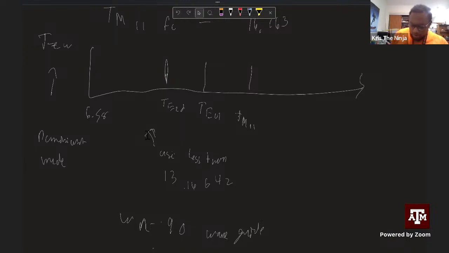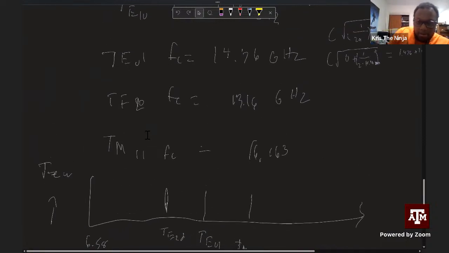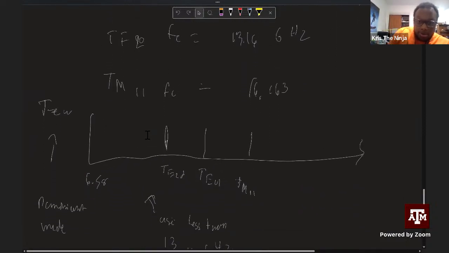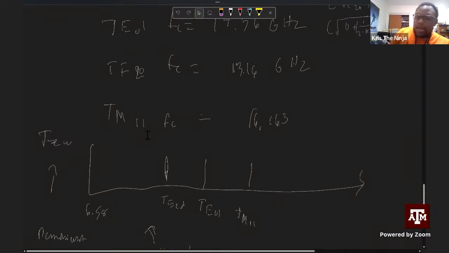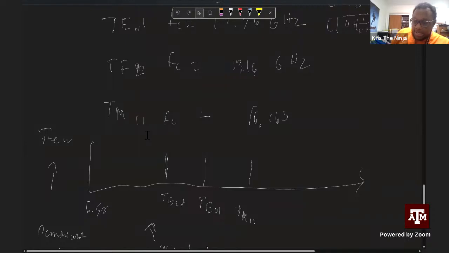So if I do 6.58 times 0.25, and then I add that to 6.58, that gives me 8.225. And then if I do 14.76 times 0.25, and then do 14.76 minus that, gives me like 11.07. But that works, but also that's not the next highest mode. I just did something incorrectly. The next highest mode is actually 13.16.